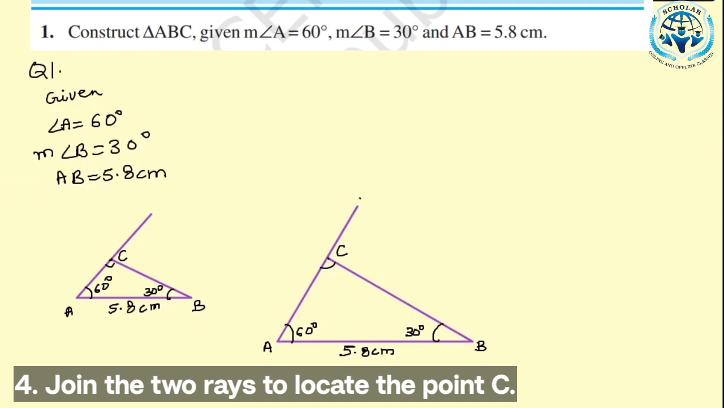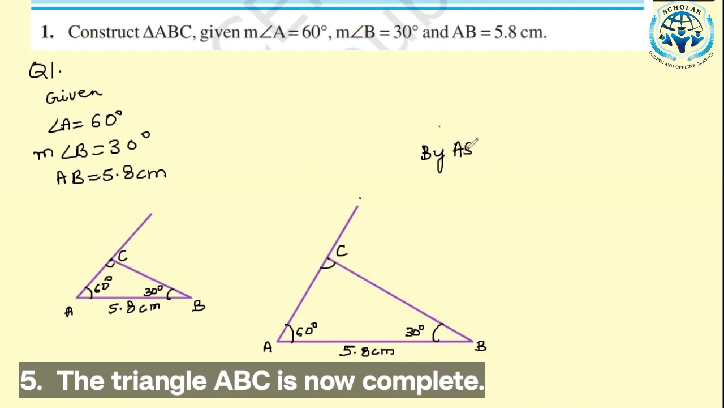The required triangle ABC is now ready by ASA criteria.